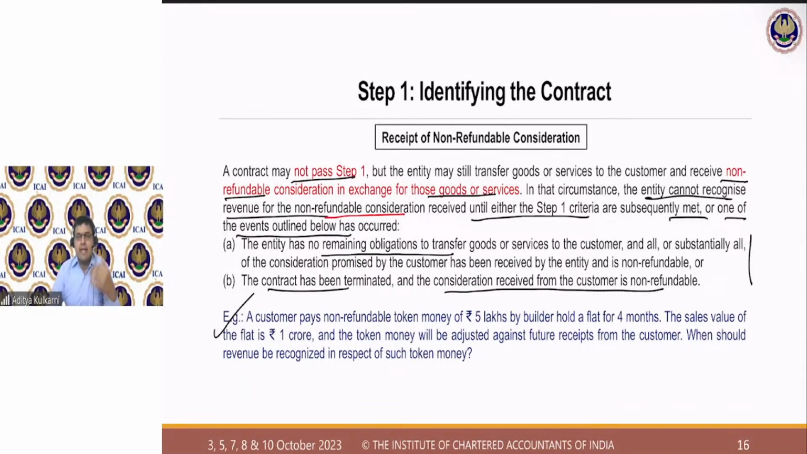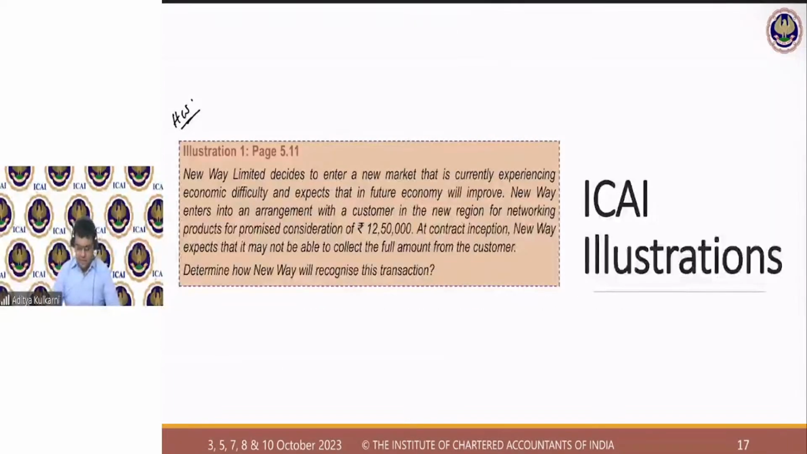So entity has no obligations. That means until the date of flying, you do not recognize. Once that date is gone, passenger has flown, you did your obligation, you can book the revenue. And or secondly, the customer cancels the ticket due to some unforeseen circumstances. So you do not have any obligation to do the refund. That time you can recognize the revenue. So this is your identifying the receipt of non-refundable consideration.